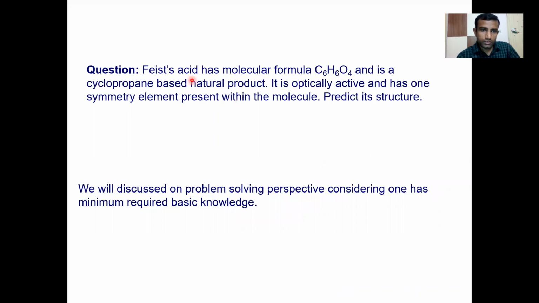So the question was: Feist acid has molecular formula C6H6O4 and is a cyclopropane based natural product. It is optically active and has one symmetry element present within the molecule. Predict its structure. Okay, so we'll discuss from a problem solving perspective, considering one has the minimum required basic knowledge. Okay, let us proceed with the problem.